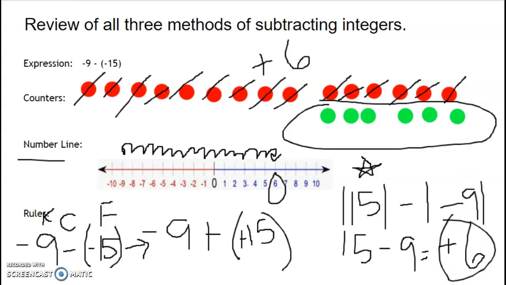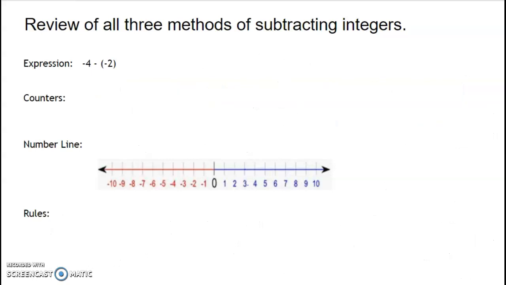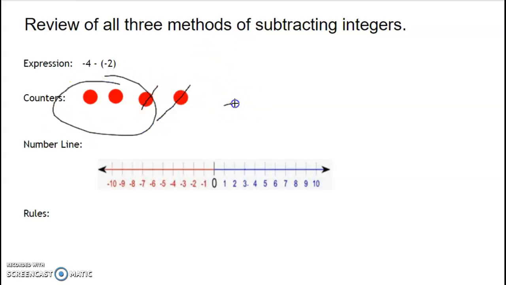All right, guys, last question. Thank you again for sticking with me for so long. Let's go ahead and get it done. All right, so our question reads -4 minus -2. I start out with 4 red counters. Now the question is saying I need to take away 2 red counters. Do I have 2 red counters to take away? I do. So I can just cross these out and I'm left with -2 as my answer.